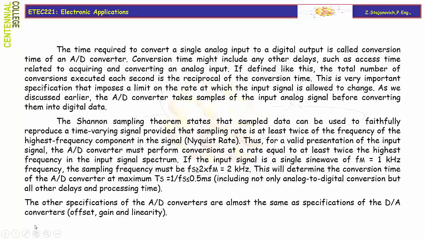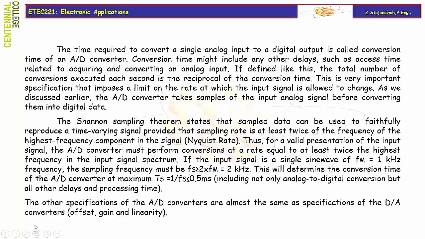Thus, for a valid presentation of the input signal, the analog digital converter must perform conversions at the rate equal to at least twice the highest frequency in the input signal spectrum.